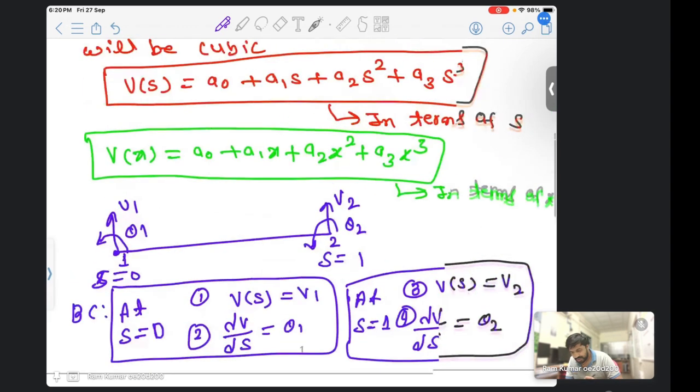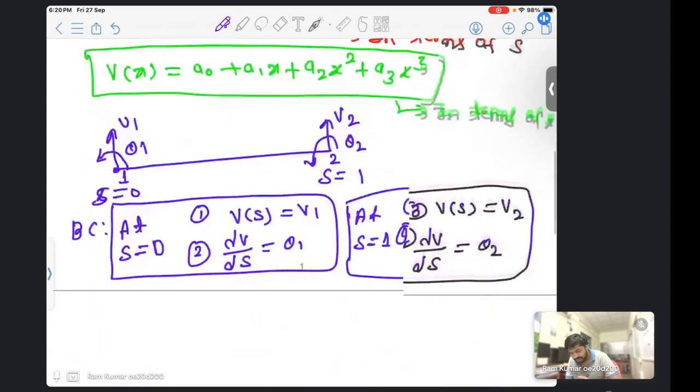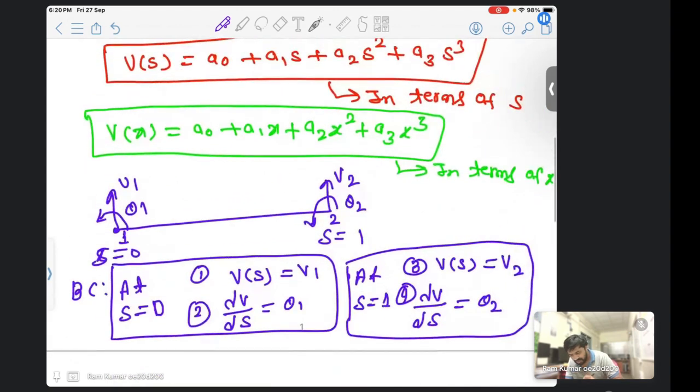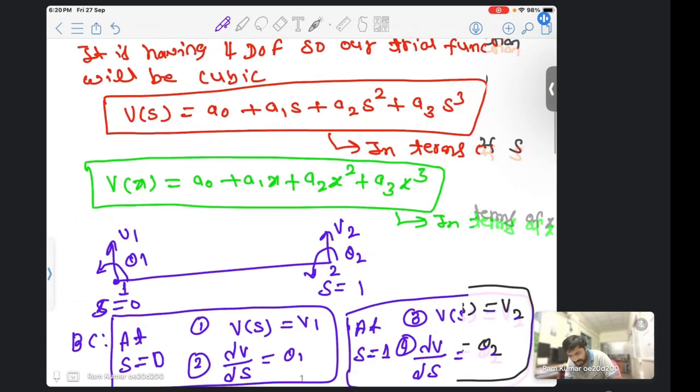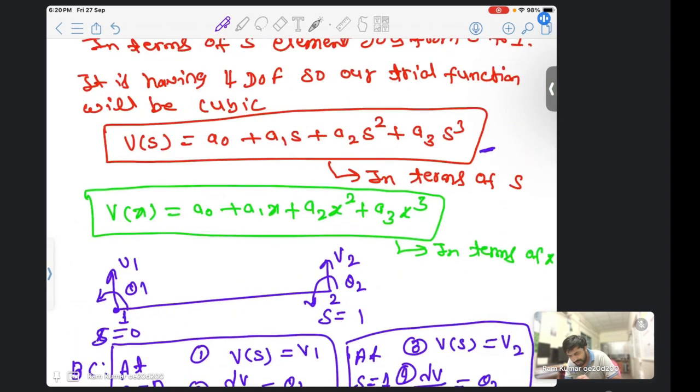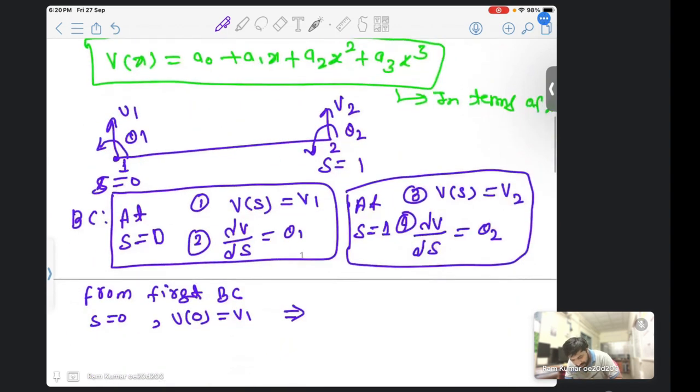So first we have to calculate dv by ds. From the first boundary condition, what they are saying is, at x equal to 0, v equals v1. So by using this boundary condition, we can say at x equal to 0, v1 will be a naught.